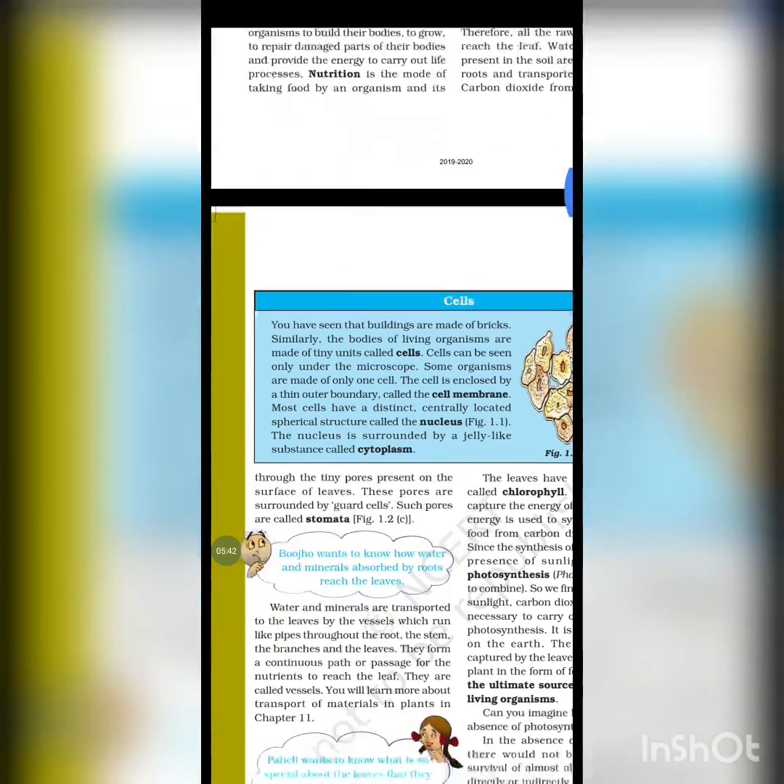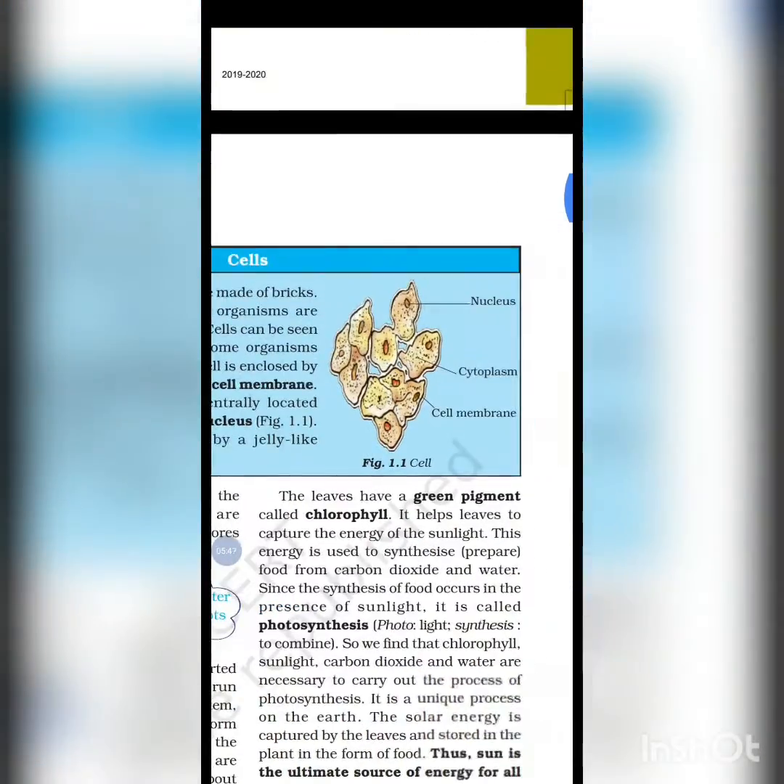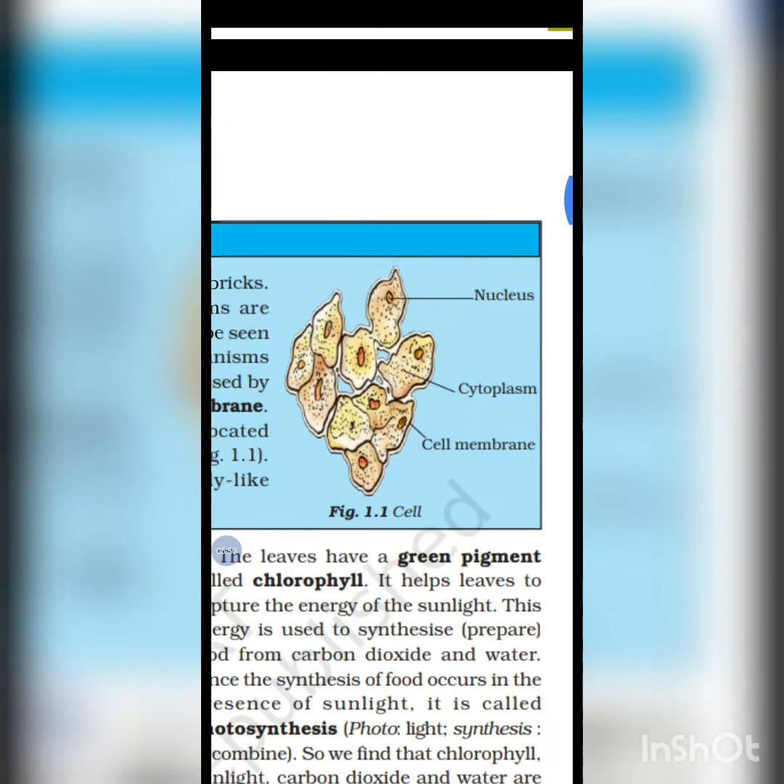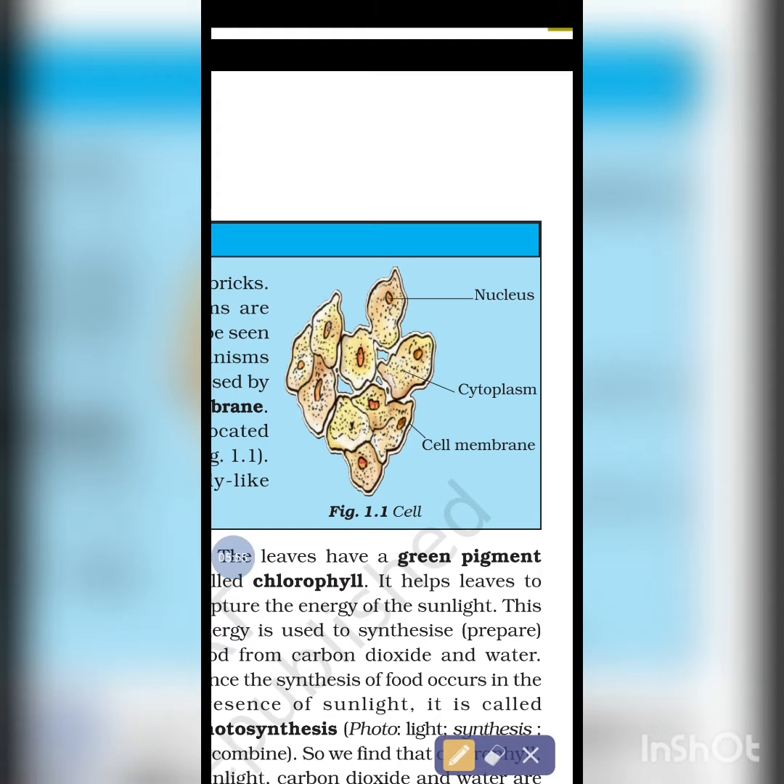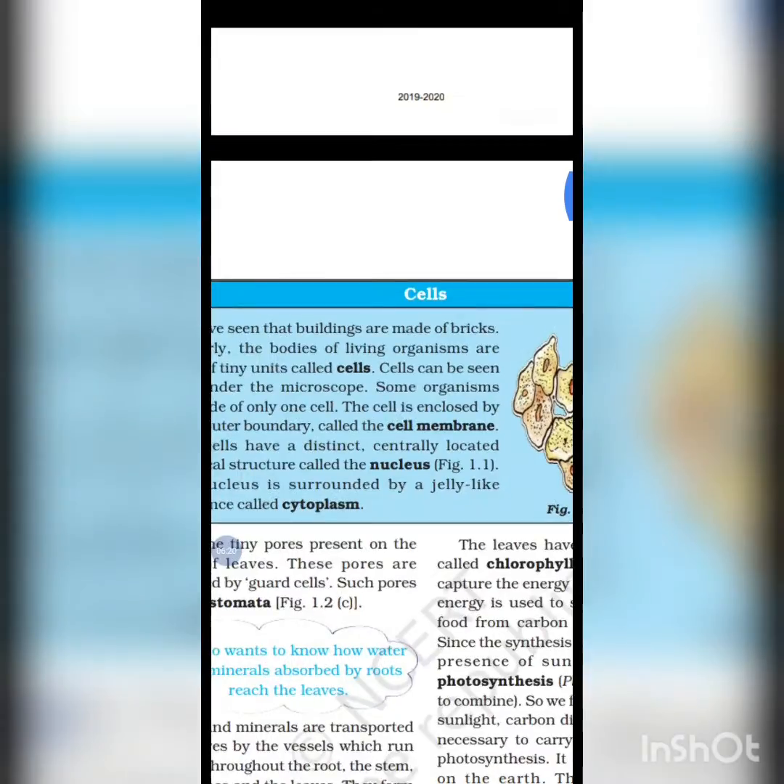Okay. Now, let's read this box. This box is about cells, and this is the diagram of cells. Let's count how many cells are there: 1, 2, 3, 4, 5, 6, 7, 8, 9, 10. There are 10 cells joined together. And it is defined what is nucleus, cytoplasm, cell membrane. Let's read about them. After that, I will tell you what this means.